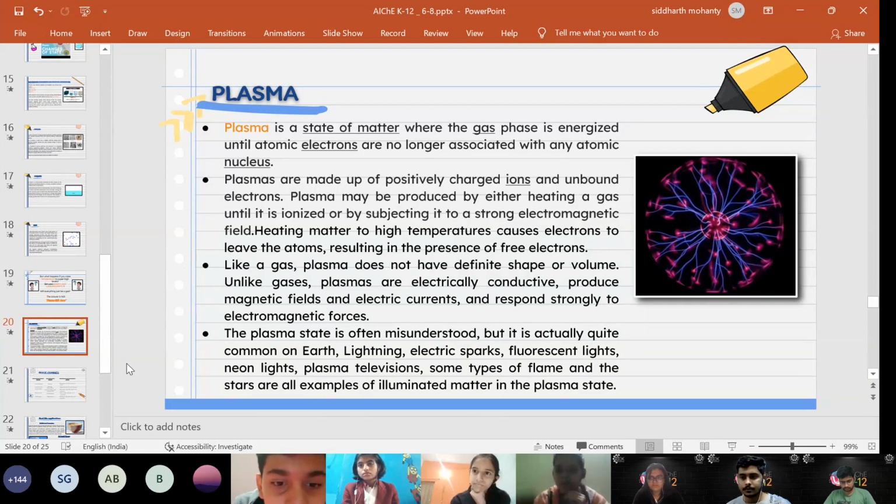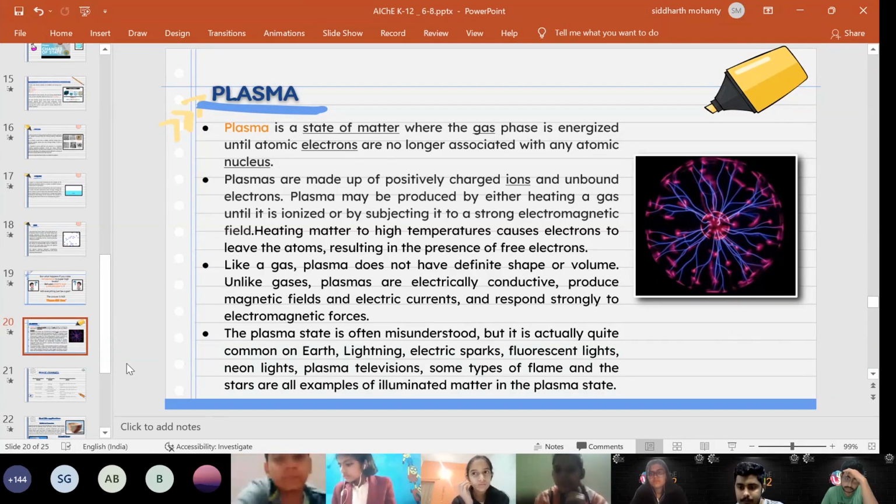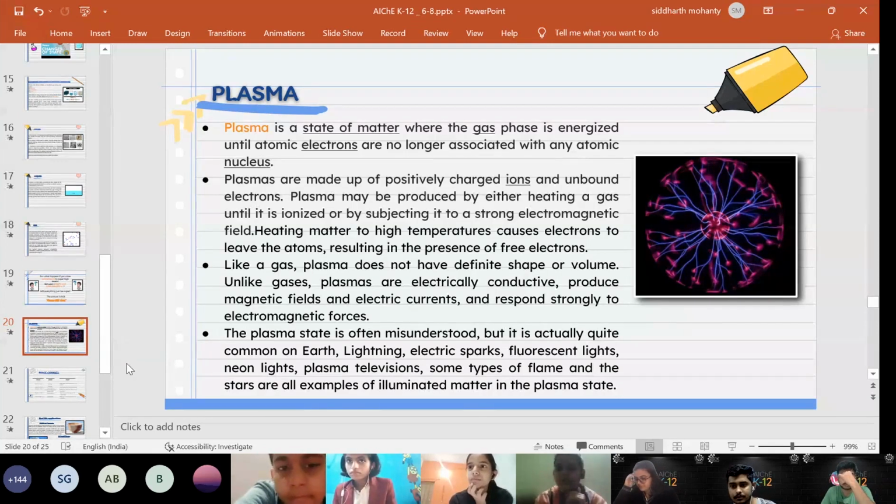Plasma is made up of positively charged ions and unbound electrons. Plasma may be produced either by heating a gas until it's ionized or by subjecting it to a strong electromagnetic field that gives the gas energy, which is converted to plasma. Heating matter to high temperature causes the electrons to leave the atoms, resulting in free electrons. Like a gas, plasma does not have a definite shape or volume.